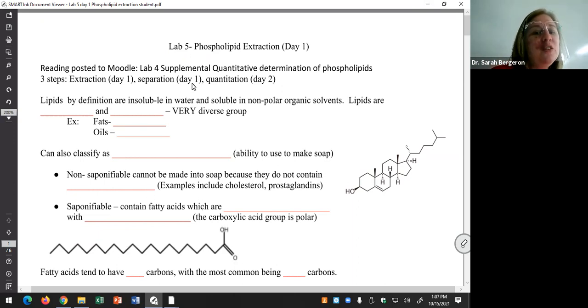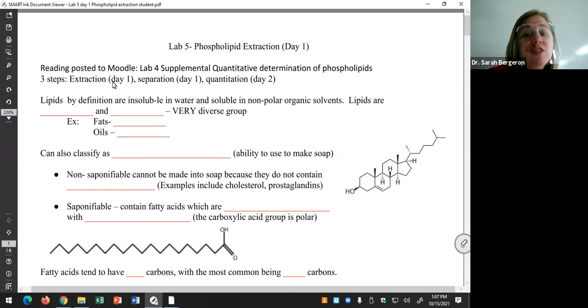Okay. So there are 3 basic steps to extracting and quantifying phospholipids. The first one is you have to get the phospholipids out of your sample, and we're going to be using heart tissue. I believe this semester we're going to be using chicken hearts. You can use any heart, beef, whatever, but this semester we're going to be using chicken hearts.